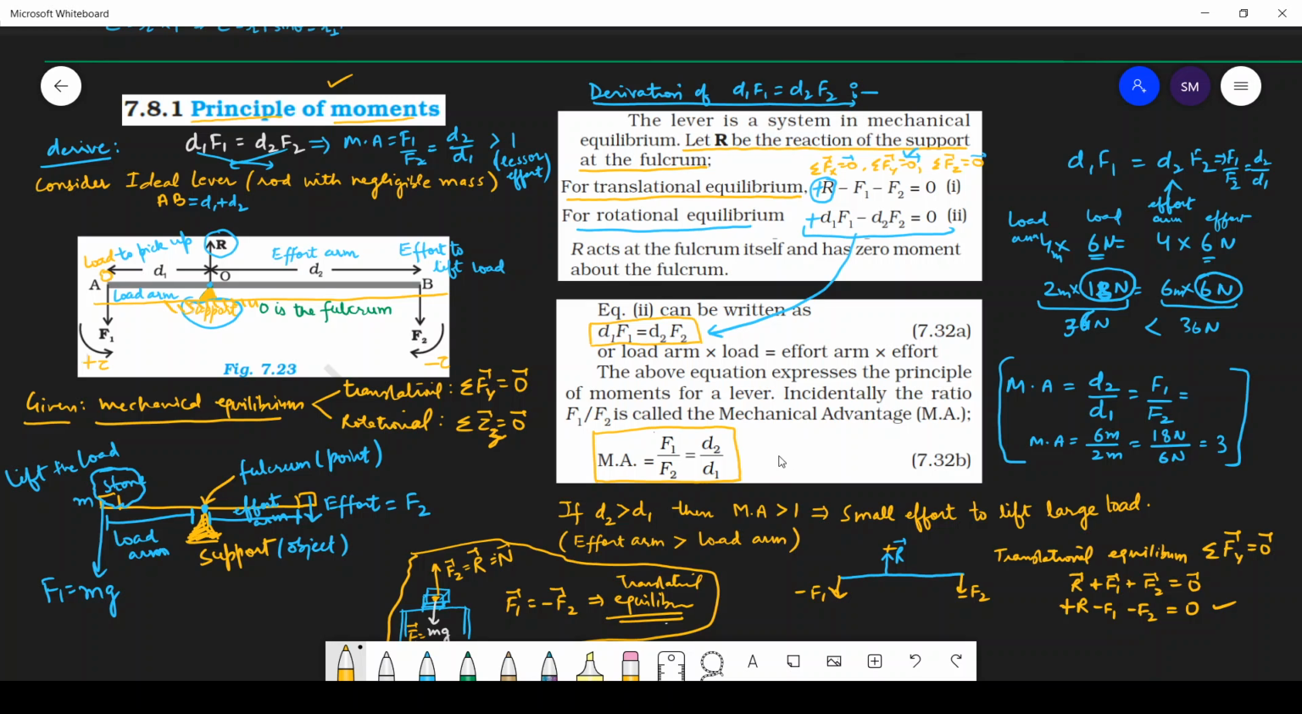Support is there on the ground. It is not in air. So sir, from our force, where do you place the support? Obviously, you place the support on the ground to lift the load.